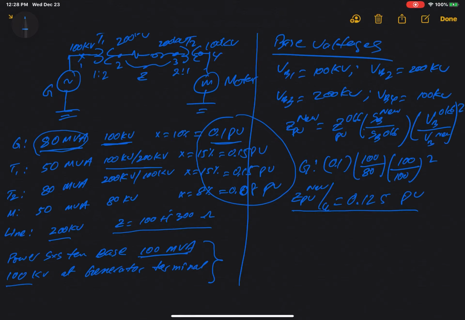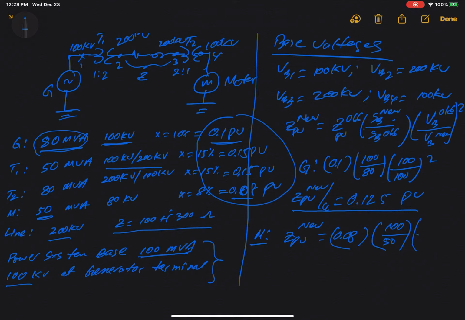Then I can do it for, let's say, the motor, and you can do it for the others too. Let's do the motor. For the motor, Z per unit new would be, again, the old per unit for the motor was 0.08, right? Then over here, S base new is 100, because my base for the power system is 100. Then the old one for the motor is 50 right here.